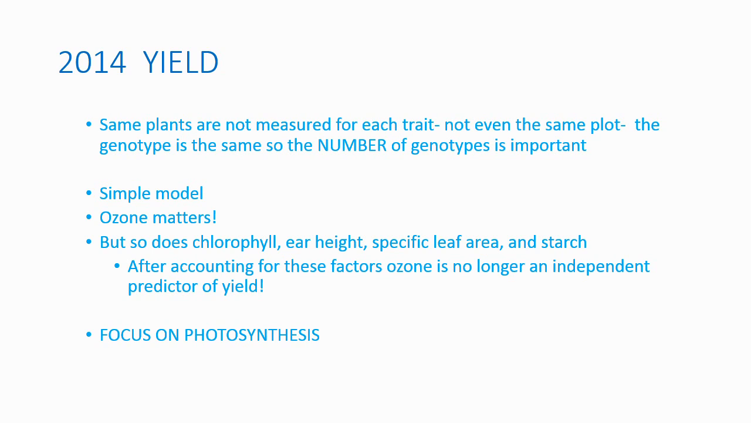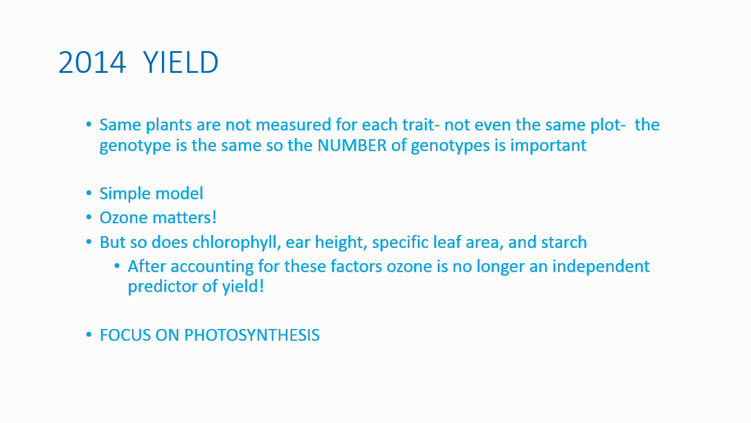We don't actually measure the same plants. In a way, it's like mice. You might measure some mice for one trait and other mice for another trait. They're all the same genotype, but they're not actually the same plants. And sometimes not even the same plot. So here, what you have to think about is that your experimental unit as the number of genotypes is quite important. If we use a simple model, we can actually show that ozone matters on the yield. But so does chlorophyll, ear height, and specific leaf area.